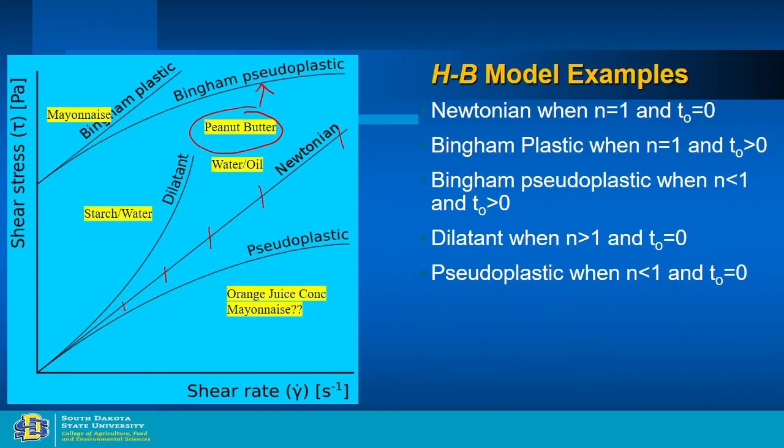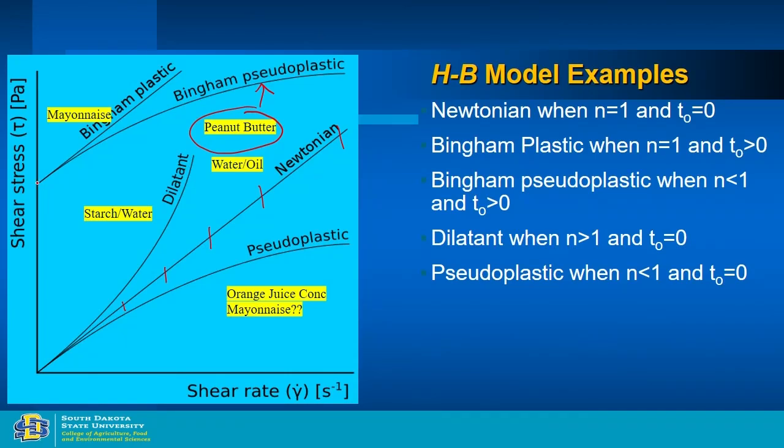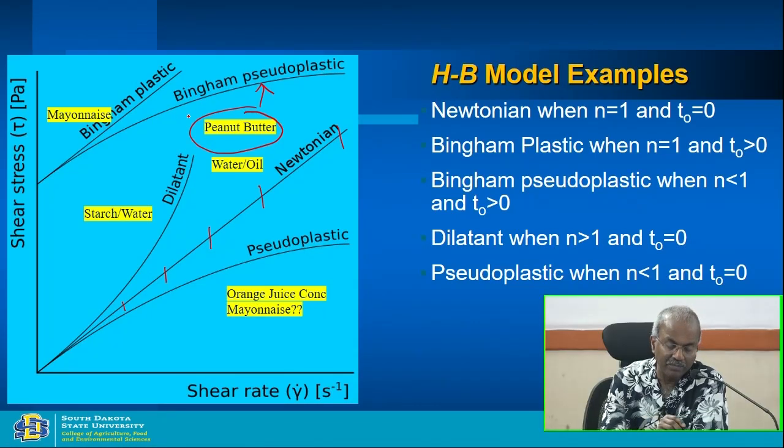Basically, there is a yield stress. If you shear the peanut butter, there is a yield stress, and then after getting past the yield stress, the peanut butter becomes a shear thinning fluid, similar to pseudoplastic. Okay, does it make sense?